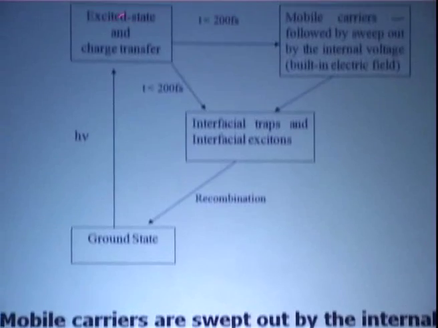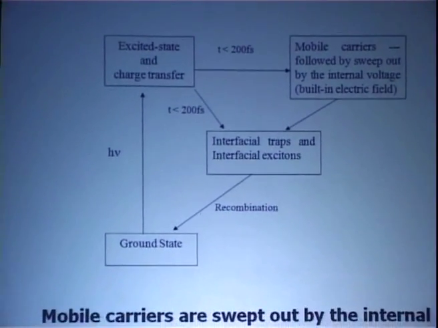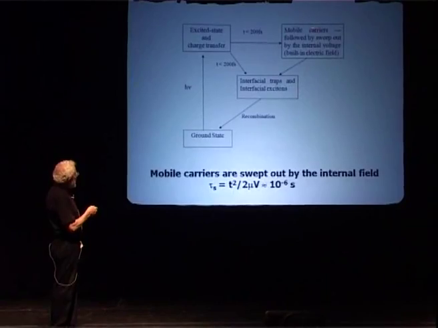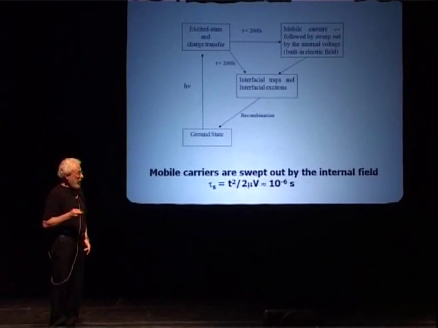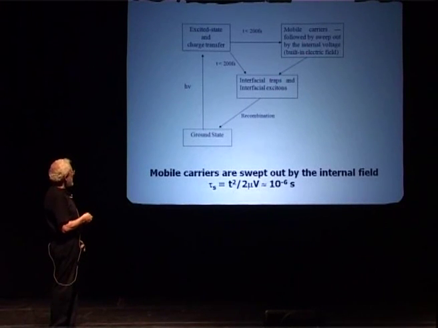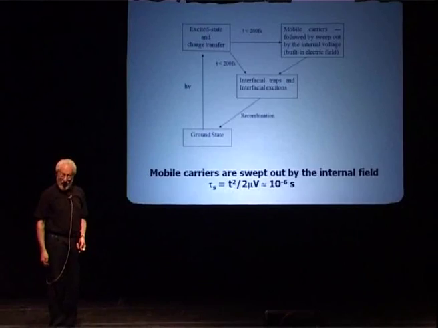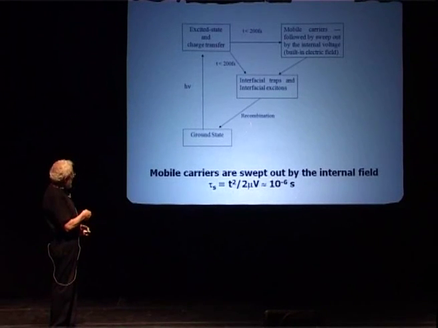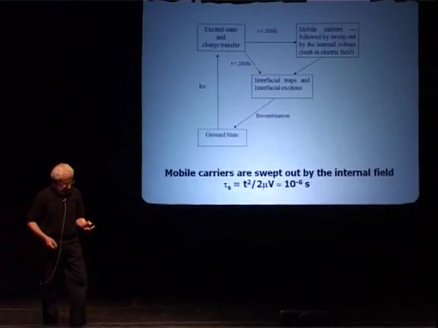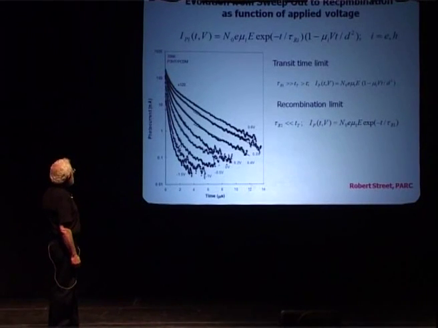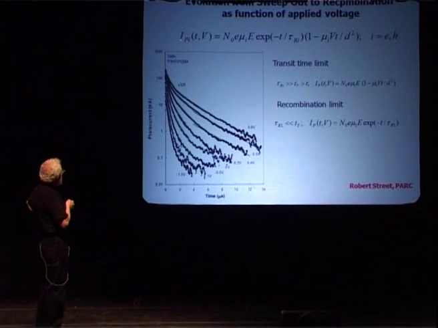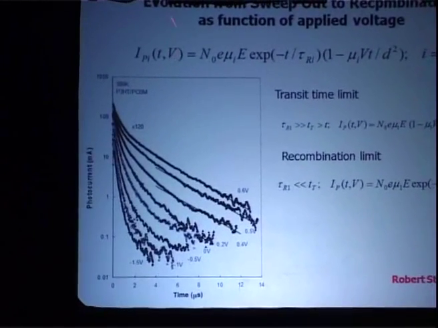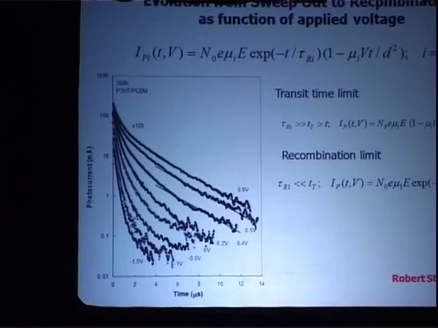So I create these mobile carriers in much less than a picosecond. Think about the image I showed you before. And then I sweep them out from the internal built-in electric field, most of them, I hope. Some of them recombine through traps, etc. And the efficiency is determined by how many I get out. Now, it's very important, of course, that this sweep-out time be less than the recombination time, otherwise I won't get them out. So here's an expression for the current as a function of time at a given voltage. And what do I mean by that voltage? I'm talking about the internal voltage. Okay?